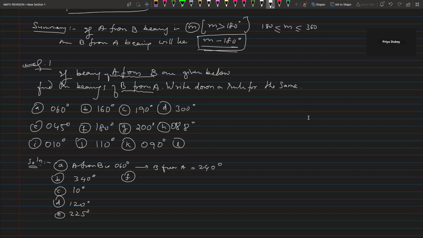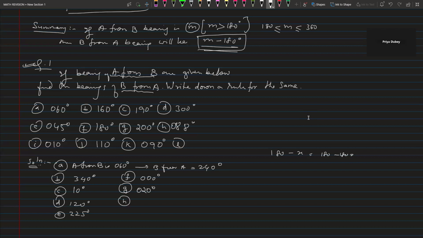F is 180. Now if it is 180, what will you do? You can use anything, the first rule or the second rule. It would be 0. Any rule you use, the first one or the second one. It will be 180 minus this x, which is 180 minus 180, which is 0. Okay. 200. 200 is more than 180. So 200 minus 180 is 20. 020, not 20.